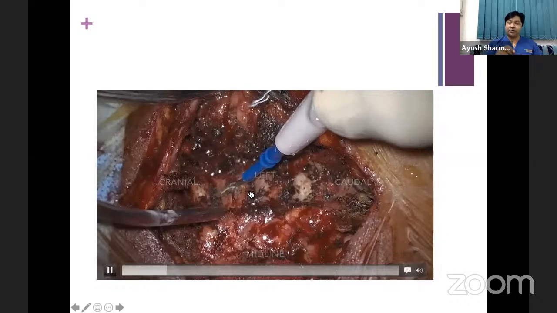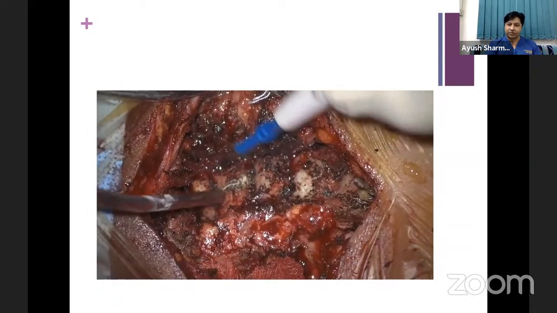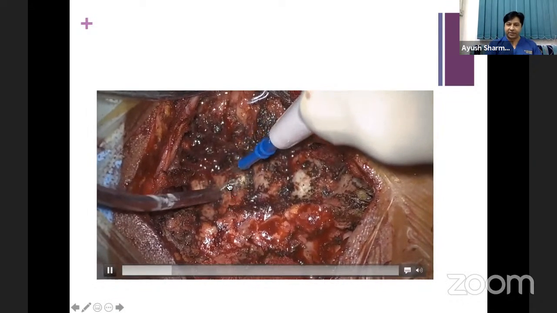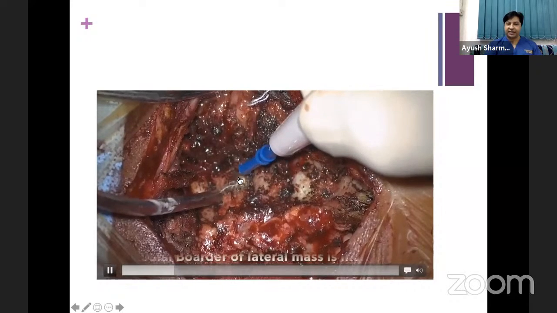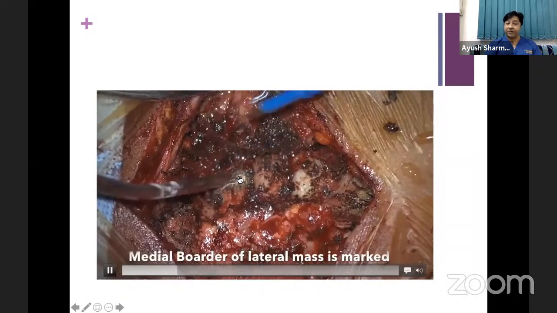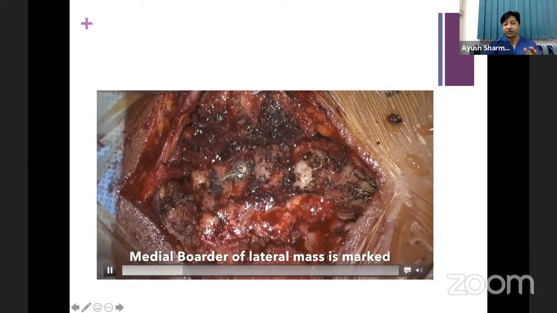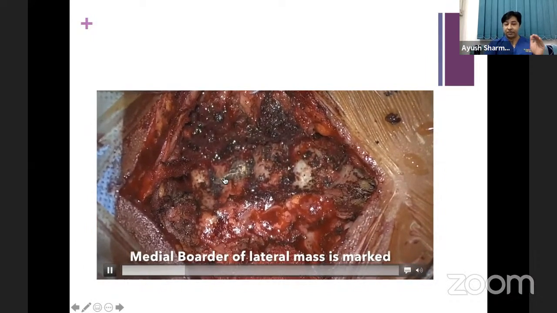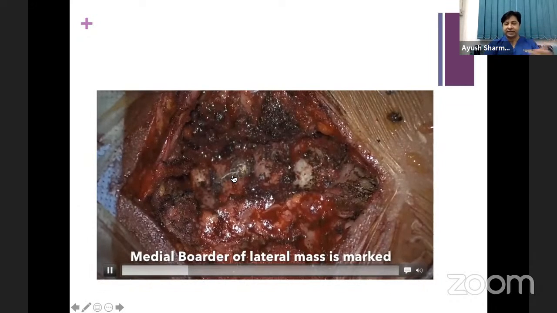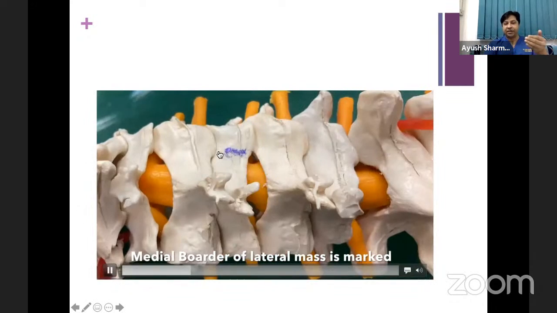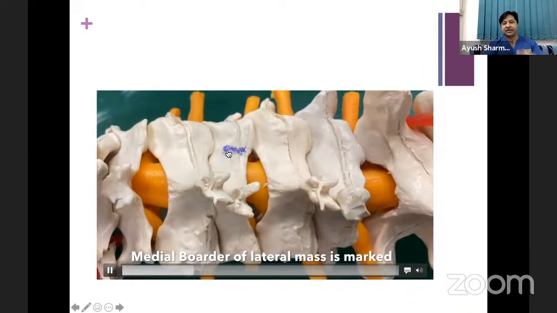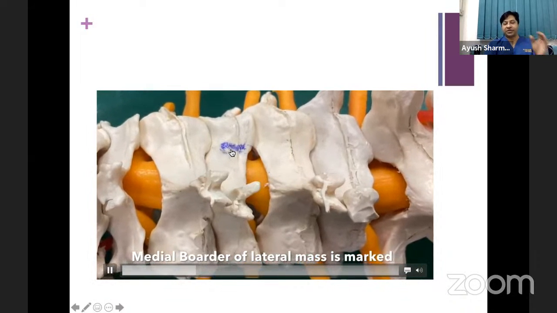So what I do is I mark the medial border. This is the medial border of my lateral mass with a cautery, and I'm marking my entry point here, which is not in the center, but slightly down in the corner of the square. Anatomically, if you see this, this is the medial border of the lateral mass. This is the bone model, just to show you where I'm starting.